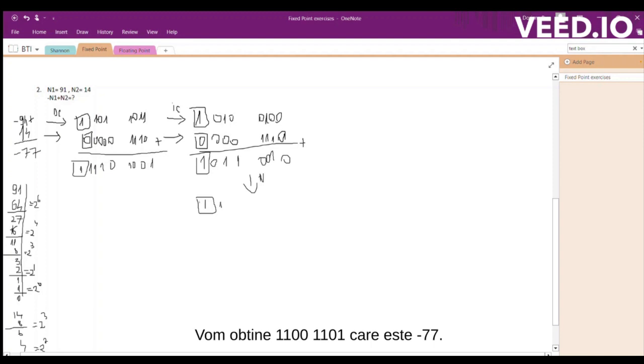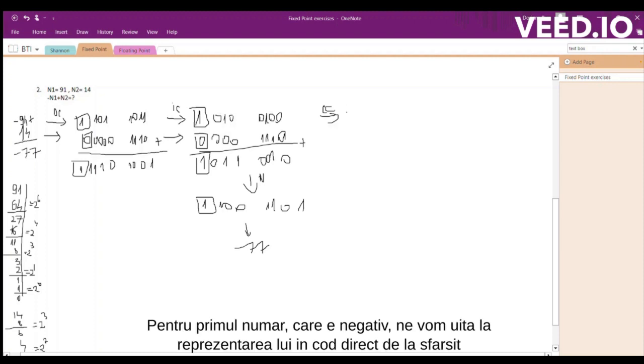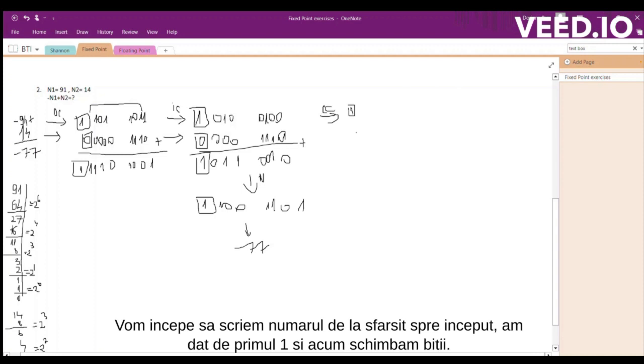So we will have 1, 1, 0, 0, 1, 1, 0, 1, which will be negative 77. And to represent this in complementary code, for the first number, because it's a negative number, we will look at the direct code representation, and we will see where we reach the first 1, and after that we will replace all the 1s with zeros and all the zeros with 1s. So we will start writing the number from the end.